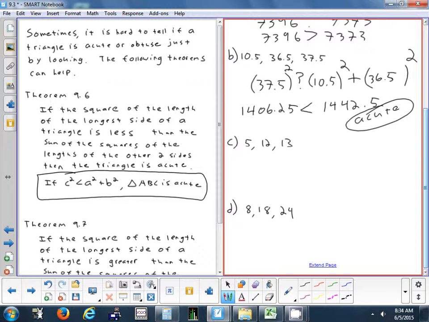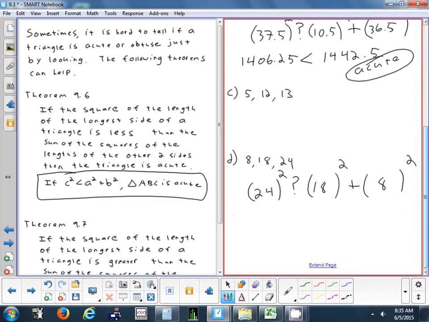All right, how about James? What's my thing I'm going to set up here? 24 squared, yep, we start with the biggest. 18 squared, 8 squared. Okay, anybody have any thoughts on this one? I think we're going to get an obtuse triangle.